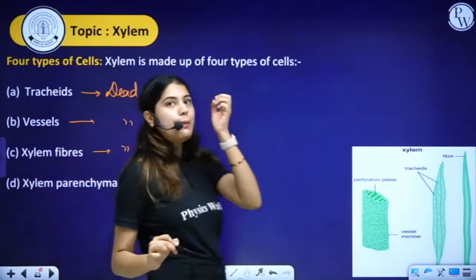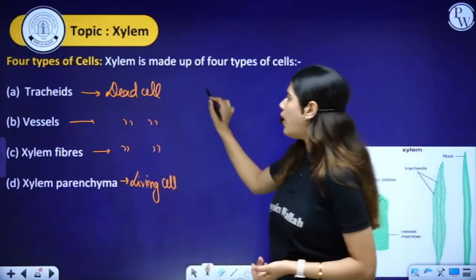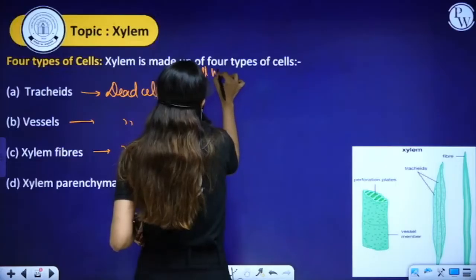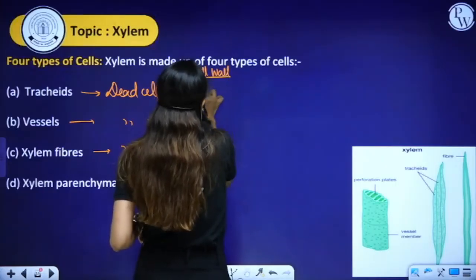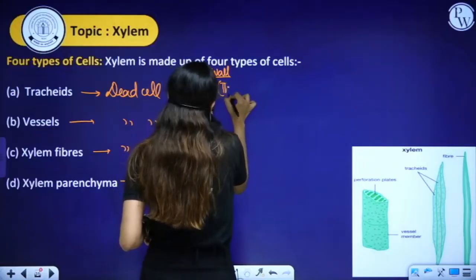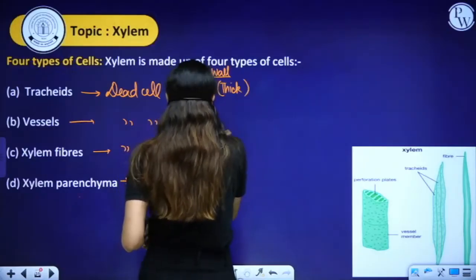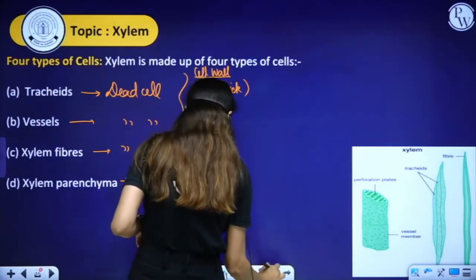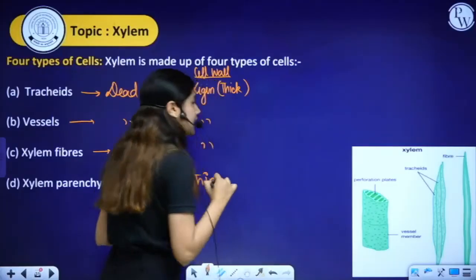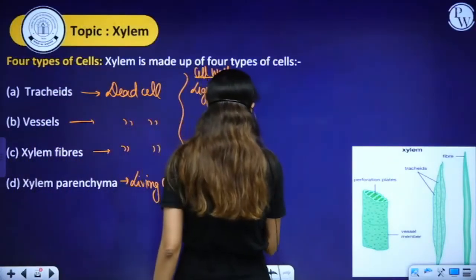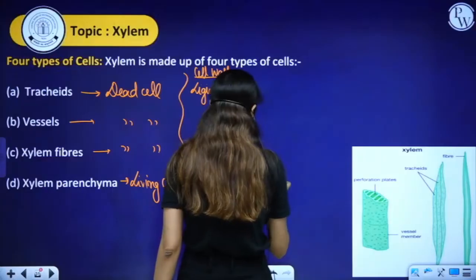If we talk about the cell wall of all of them, in the tracheates, the cell wall is made up of lignin. It has lignin because the cell wall is thick. And same goes with all of them except xylem parenchyma, which has a thin cell wall made up of cellulose, right? We have cellulose here. There is no lignin deposition.